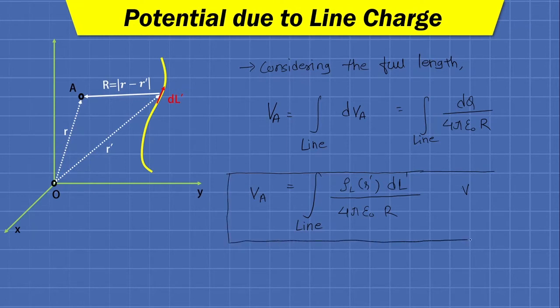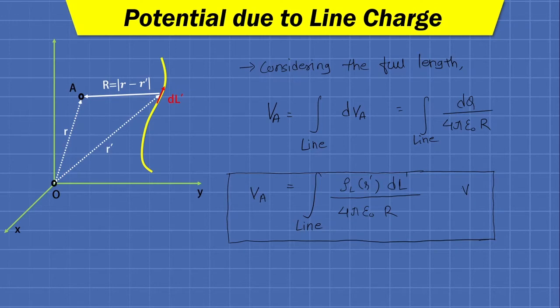Now depending on the case and the distribution of charges, we can have different forms of this equation. But the equation we have derived, presented in the square, is the most general equation to find the potential at any random point A due to any kind of line charge distribution. Fine. Now we will discuss some cases of line charge distribution, and we will derive the general formula for those particular cases.